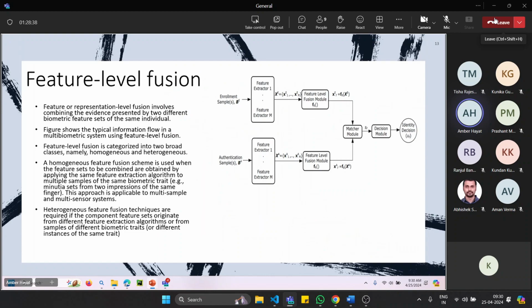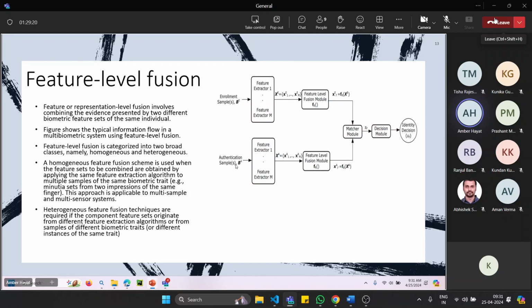Feature level fusion, or representation level fusion, involves combining the features. Here the features will be combined. The enrollment samples will come, and we will have different feature extraction algorithms. Let's say feature x1, feature x2, and these different algorithms will give you different sets of features. All these sets of features are x1 to xm, so x is equal to x1 to xm. In the feature level fusion module, this function f will combine all these features into a single feature set, xf. Once you get a single feature set, this will be passed to the matching part.